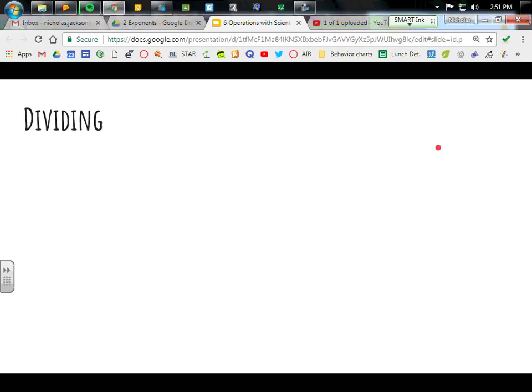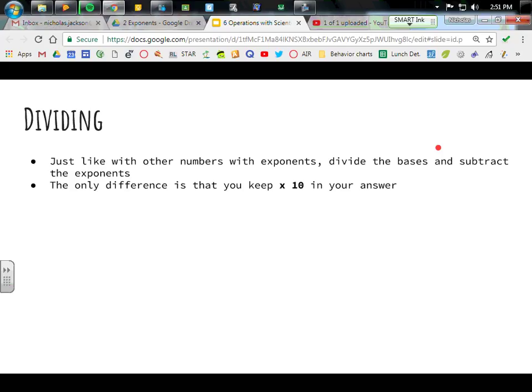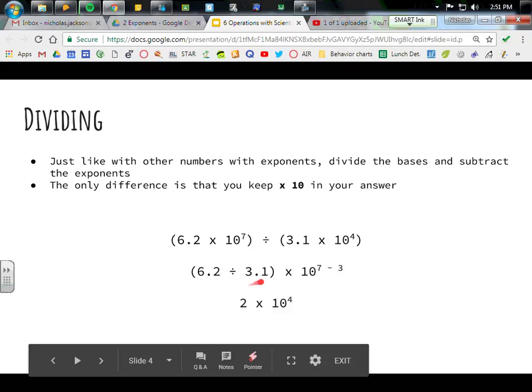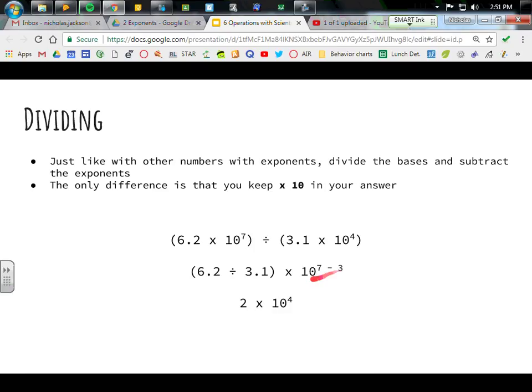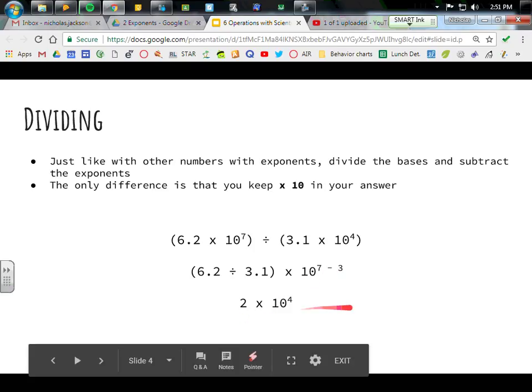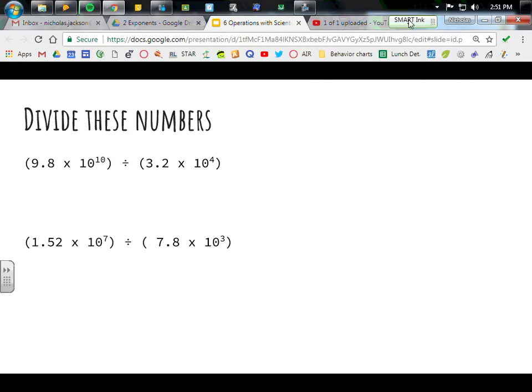Division is going to be kind of similar. Just like with other numbers with exponents, we divide the bases and subtract the exponents. Only difference here is that we keep times 10 in our answer. So for example, if you have 6.2 times 10 to the 7th divided by 3.1 times 10 to the 4th, you divide 6.2 by 3.1, and then you subtract 7 minus 3, and we get 2 times 10 to the 4th. Let's do a couple practice problems.